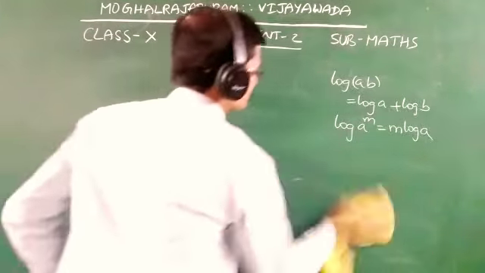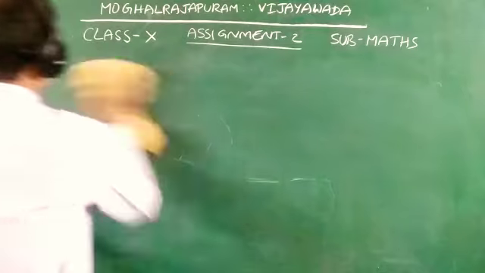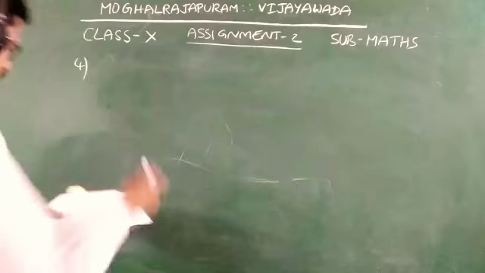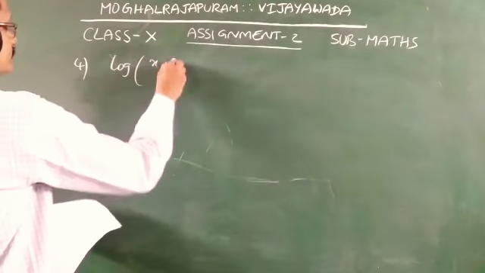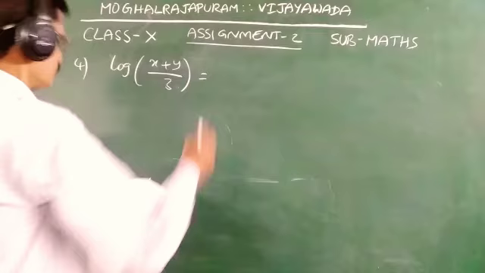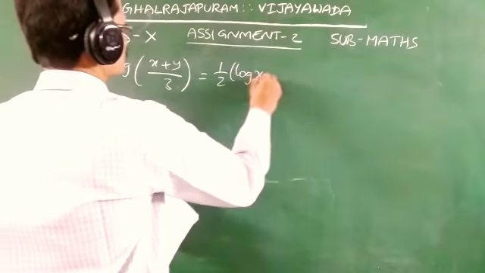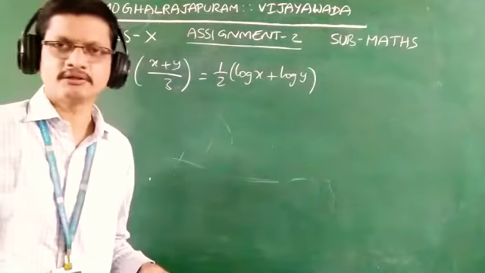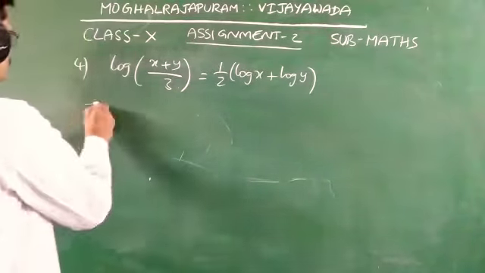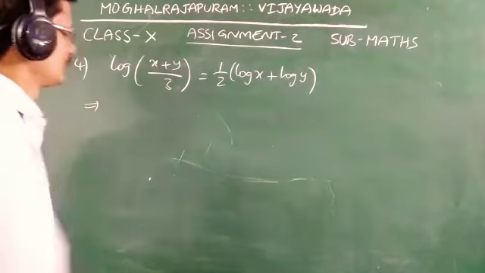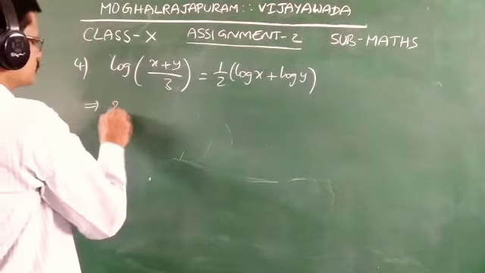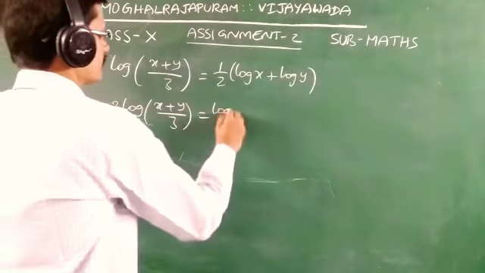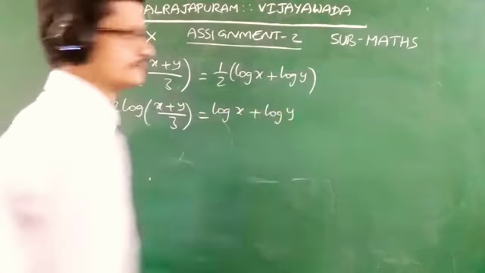Right, see the fourth question. Log (x plus y) by 3 is equal to 1 by 2 of (log x plus log y). Then find the value of x by y plus y by x. See once, the 1 by 2 transposes here. So 2 log (x plus y by 3) is equal to log x plus log y.